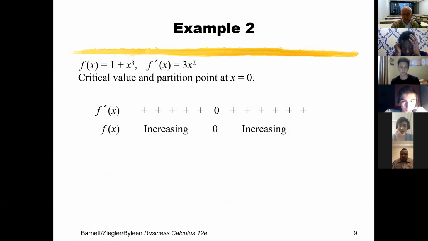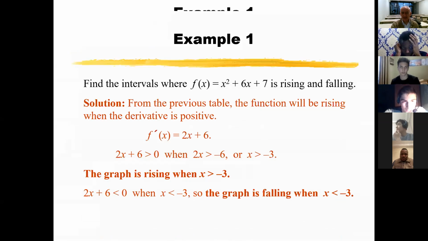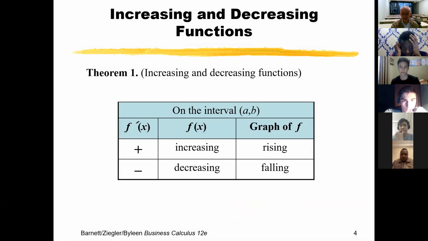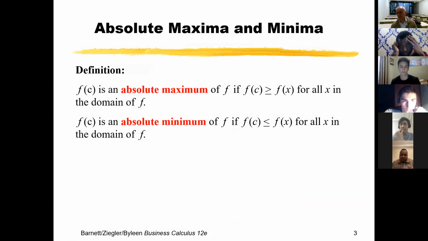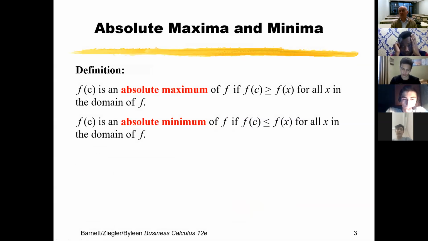Now, can you recognize the difference between absolute maximum and local maximum? What is the difference? Absolute maximum, when value of function is greater or equal to f(x) for all x from the domain. But in case of local maximum, f(c) is greater than f(x) only near point c.